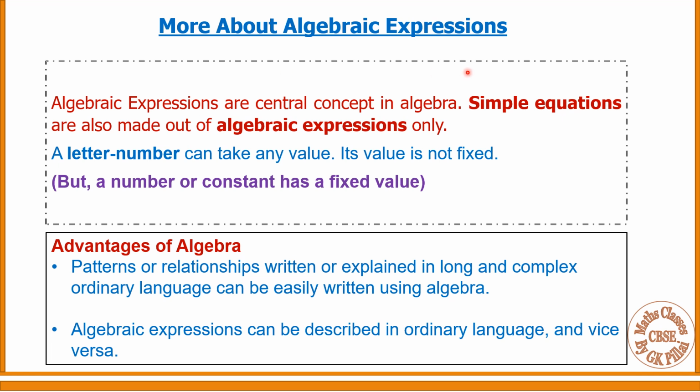Something more about algebraic expressions. Algebraic expressions are a central concept in algebra. Simple equations are also made out of algebraic expressions only. In the chapter Finding the Unknown, about solving equations, there also we use algebraic expressions only. A letter number can take any value, its value is not fixed, but a number or constant has a fixed value. Now, there are some advantages of algebra. You will be able to understand this in detail later on.